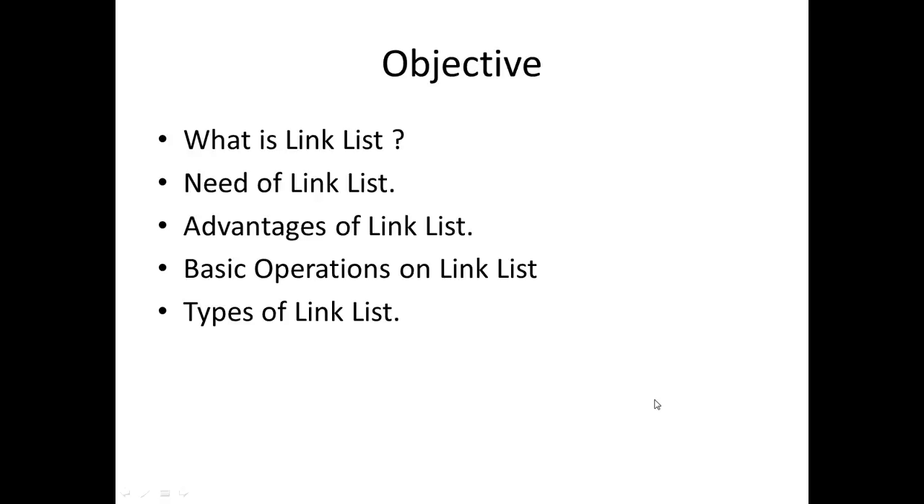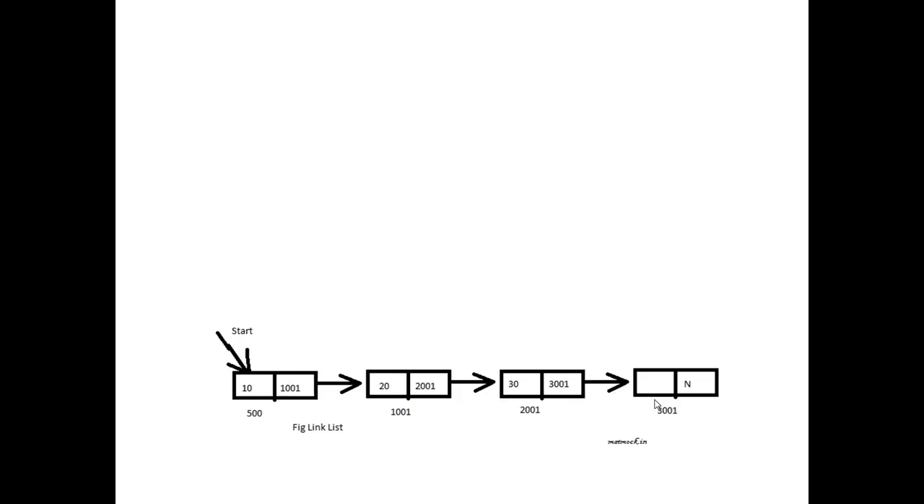So starting with the very first topic, what is a linked list? The diagram which you are seeing on the screen is called a linked list. A linked list consists of different nodes. This one thing is called a node. So how many nodes are there? This is one node, 2, 3, 4. There are a total of 4 nodes, each having two different parts. One part is called the data part and another part is called the pointer.